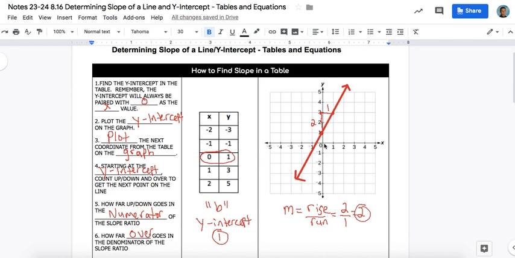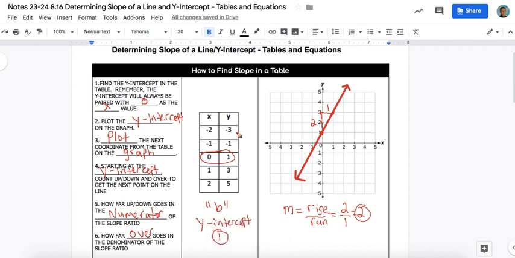So if you like this strategy, you can use this strategy whenever I give you a table. You can just graph it on grid paper. Now, I won't always give you a coordinate plane like this, but you can certainly make a coordinate plane on a grid paper and use that. You can also use our old school way.